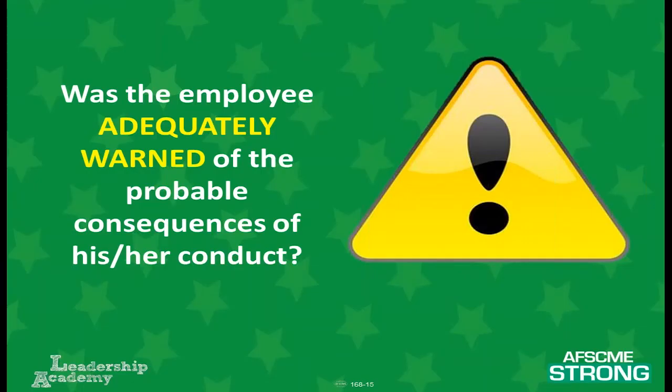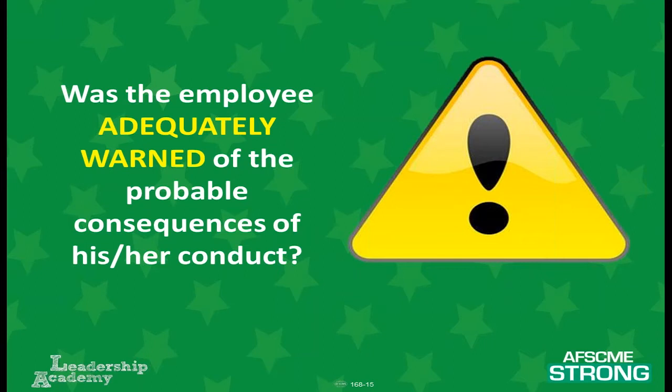First, we have fair notice. Was the employee adequately warned of the probable consequences of his or her conduct? So what we expect here is that employers must publicize the rules and policies that it expects employees to follow. This includes explaining the rule and describing what the penalties for breaking it would be. It's not just enough to say don't engage in bad behavior. You have to explain what the rule is and what the penalty would be for breaking it. The warning can be given orally or in printed form.